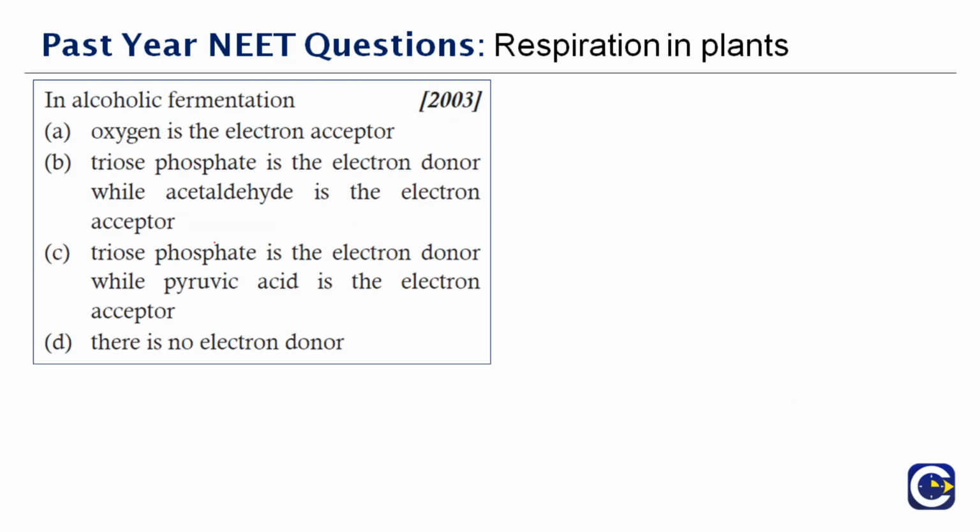Now let's move to the next question here. This question was asked in the year 2003. In alcoholic fermentation dash. So this is a very easy question for you. We already discussed it in the earlier part, right? In alcoholic fermentation, the triose phosphate is the electron donor, with acetaldehyde as the electron acceptor. Apart from that, what happens in fermentation? Does it require an open system or a closed system? Did you ever think about that?